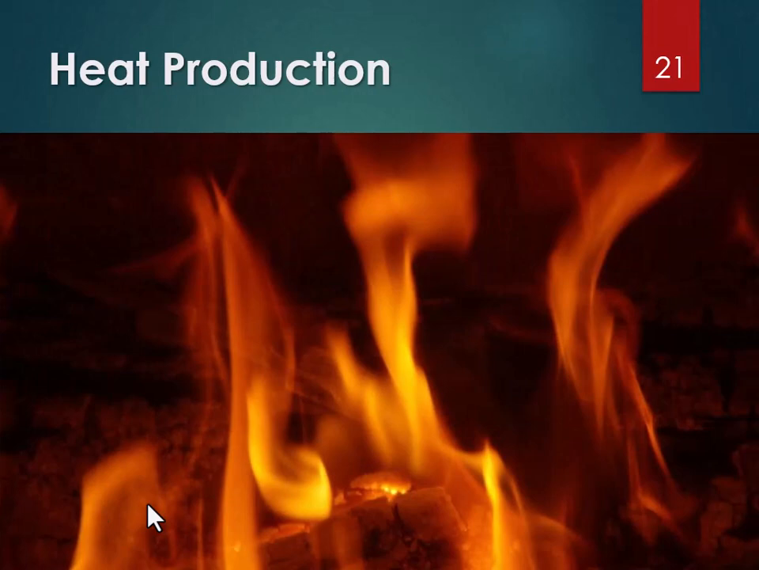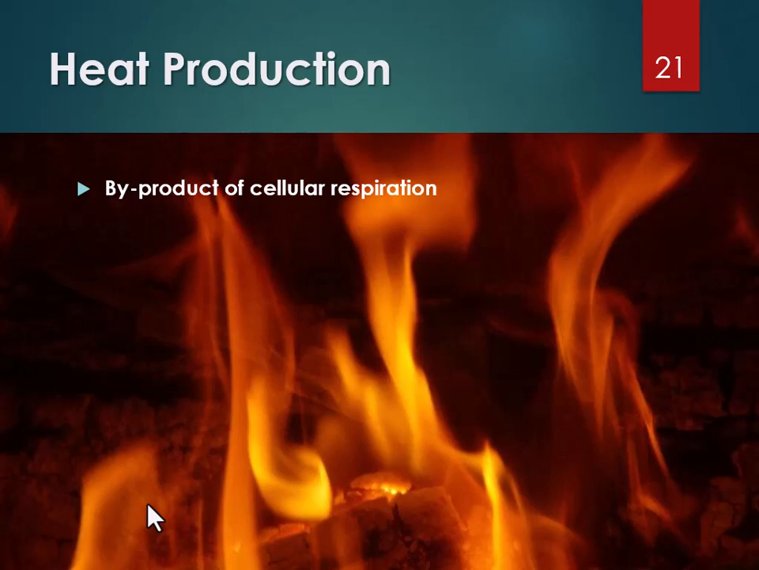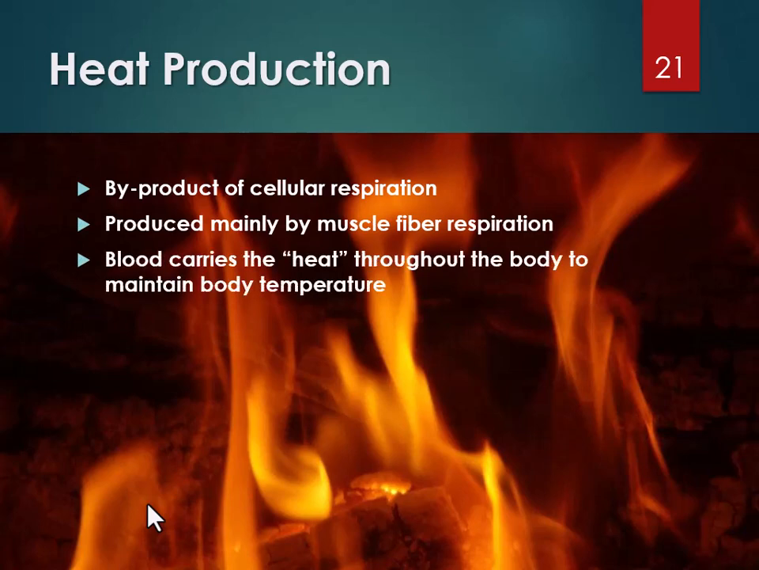Muscle metabolism of glucose generates quite a bit of heat, which is good. This helps maintain our body temperature. As blood flows by the muscle, it takes away some of that warmth and spreads it throughout the rest of the body. So it's a perfect example of why you start doing jumping jacks or jumping up and down when you're cold, because muscle metabolism generates heat. The blood carries the heat throughout the body to maintain body temperature.